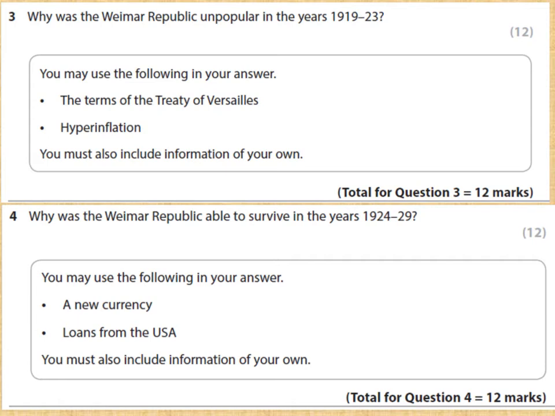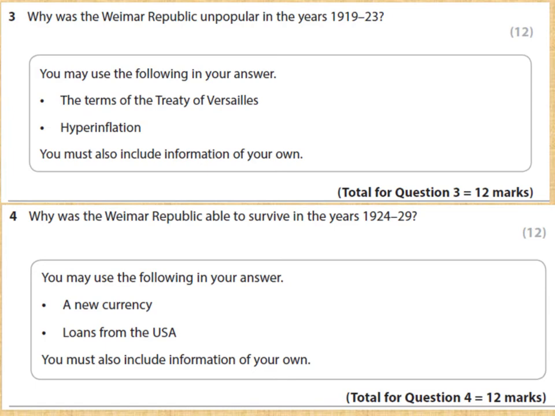For example, if you're looking at the question, why was the Weimar Republic unpopular in the years 1919 to 1923, there's a whole range of other factors that you could write about. For example, the fact that they signed the armistice in November 1918 and were regarded as November criminals, and the stab in the back myth would be another really good factor to write about why the Weimar Republic was unpopular. Similarly, why the Weimar Republic was able to survive in the years 1924 to 1929, although it gives you the 2 bullet points of a new currency and loans from the USA, clearly the role of the foreign minister, Gustav Stresemann, would be another really important factor to write about. So that's question 3 or 4.